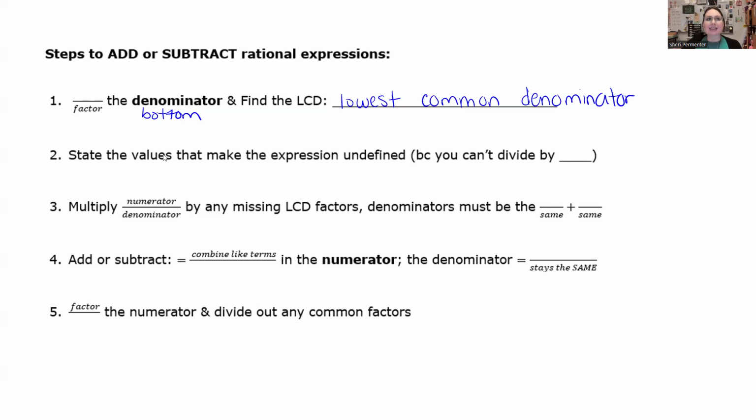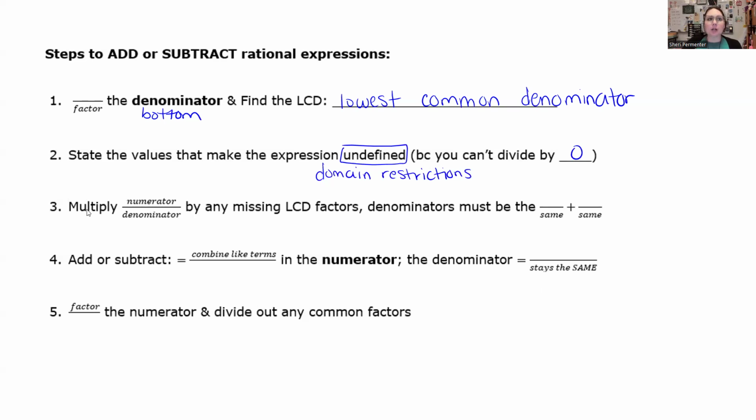Next, step 2 says state the values that make the expression undefined. This is what we did last class. These are called domain restrictions. And we have domain restrictions because you can't divide by something. Who remembers what you cannot divide by? We learned it last class. Well, you should have already known it just from being a math student, but we cannot divide by 0. Very good. We cannot divide by 0. That's why we have to check for domain restrictions.